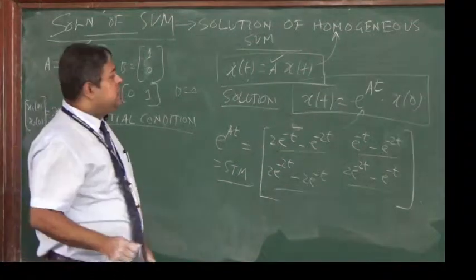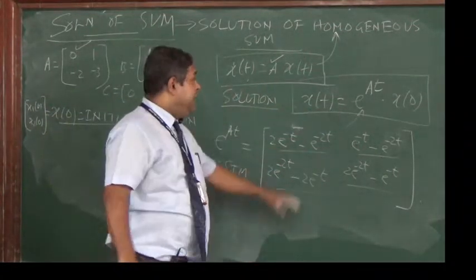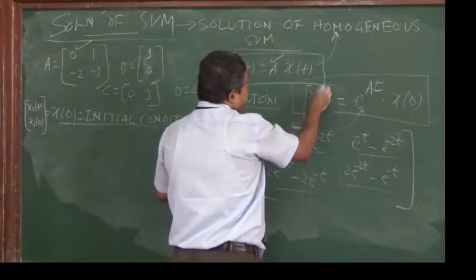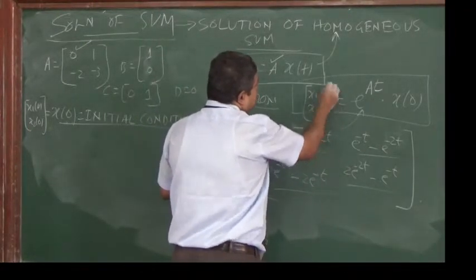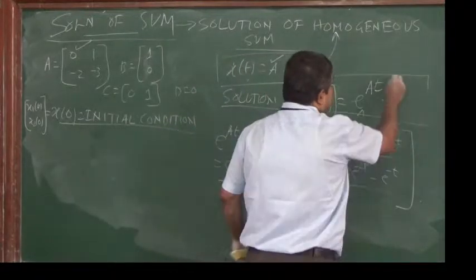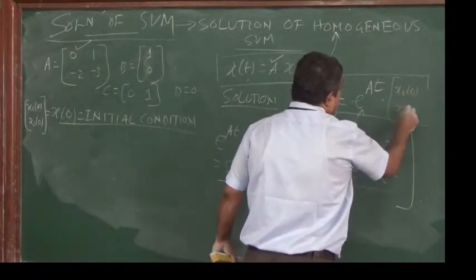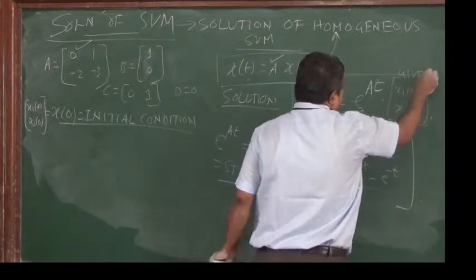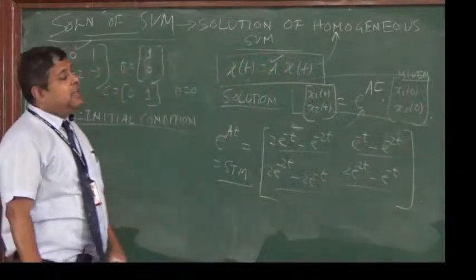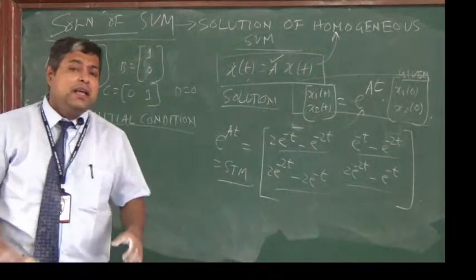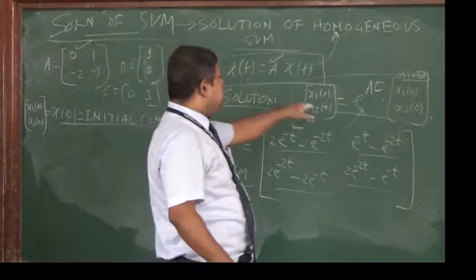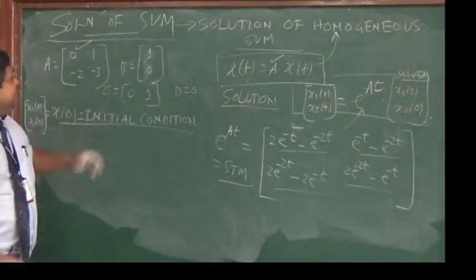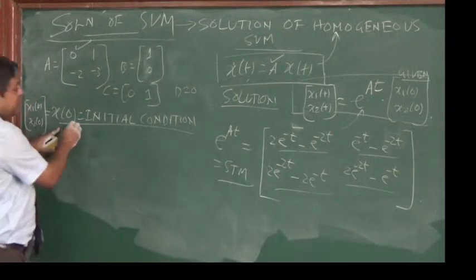How to find the solution of the homogeneous system, x(t), that is the state variable? x(t) is nothing but x1(t) and x2(t). What is x0? x0 is nothing but x1(0) and x2(0), and this should be given. Without this given, we cannot find it. And if it's an initially relaxed system, there is no initial condition, that means x1, x2 will all be equal to 0. So as it is given here, x0 is the initial condition.